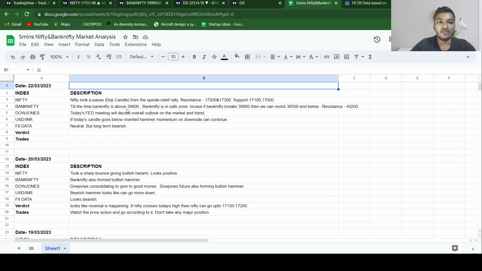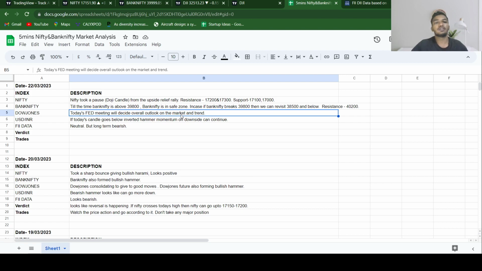For Bank Nifty, we have a major support at 39,800. Till it is above 39,800, we are in the safe zone and we will not test until it breaks 39,800. If it breaks 39,800, we will test 38,500, and going below, our major target for Bank Nifty on the downside is 37,500 to 37,800. We have a resistance at 40,200, which is the trend line we talked about, and that is a major resistance.